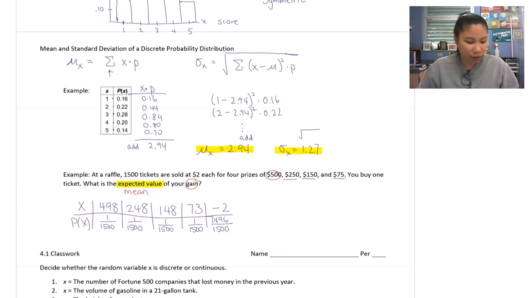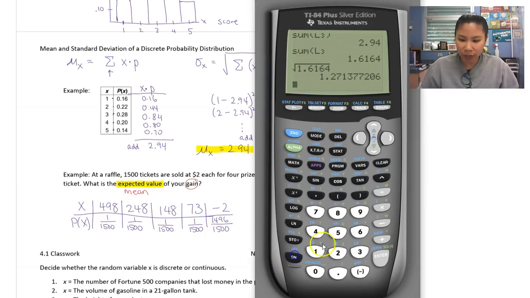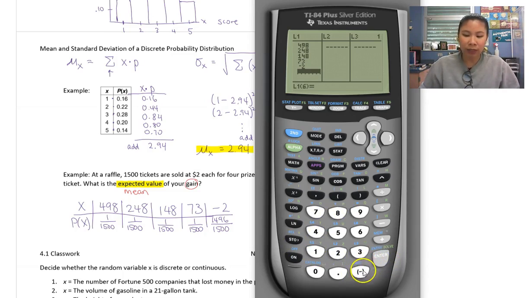Okay, so from here, we can calculate our mean. I'm going to do this in the calculator. You can do it by hand if you want. In my list, stat, edit, let me clear everything first. Remember, to clear, highlight the L1 or L2 or whatever, hit clear, and then enter. Don't hit delete because that'll get rid of the entire list. Our X values go into L1, so 498, 248, 148, 73, and -2. When you type in the -2, make sure you're using the negative button, not the minus sign. There's a difference.